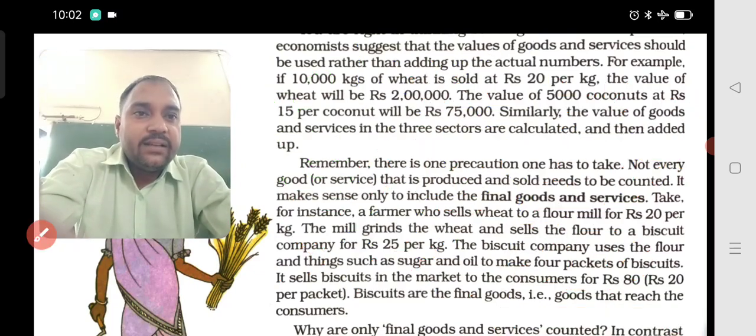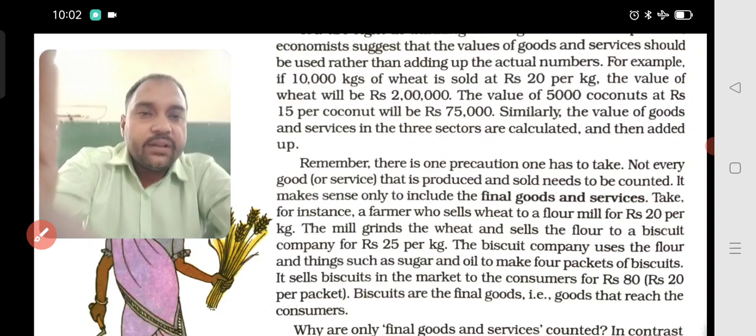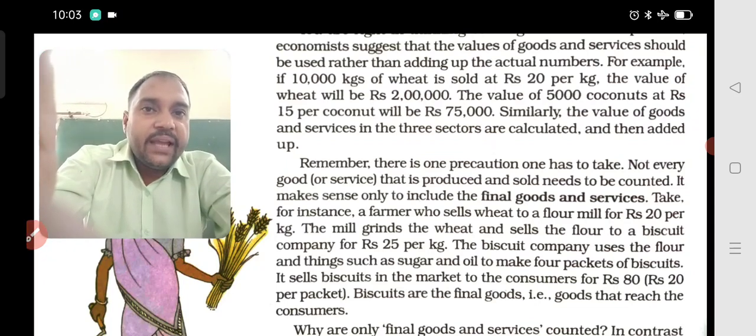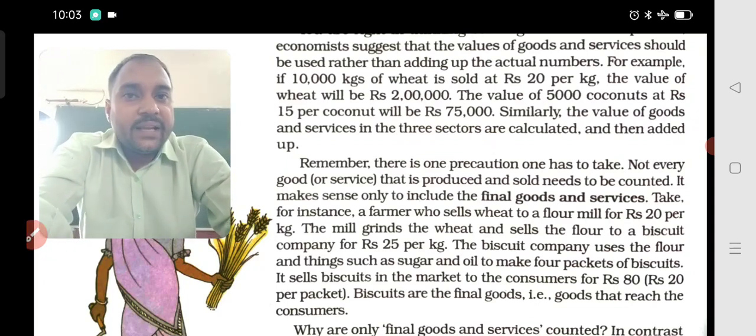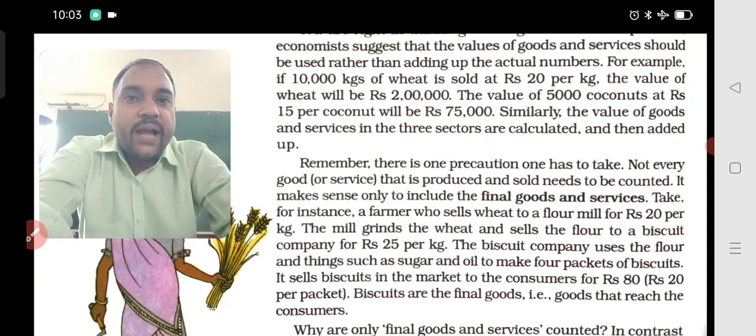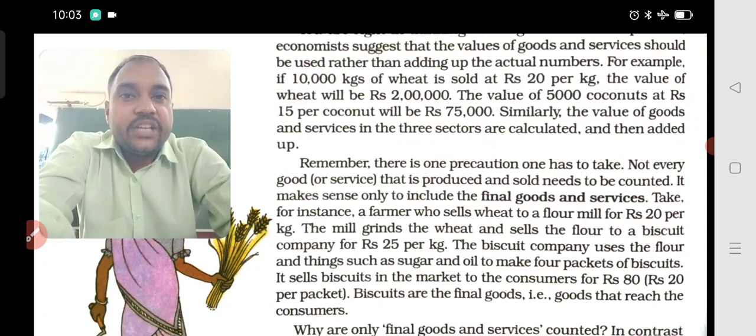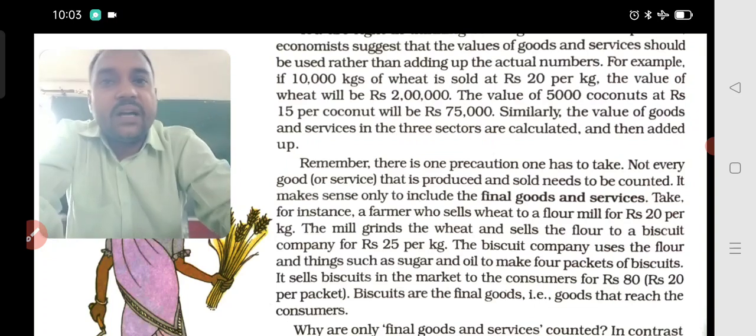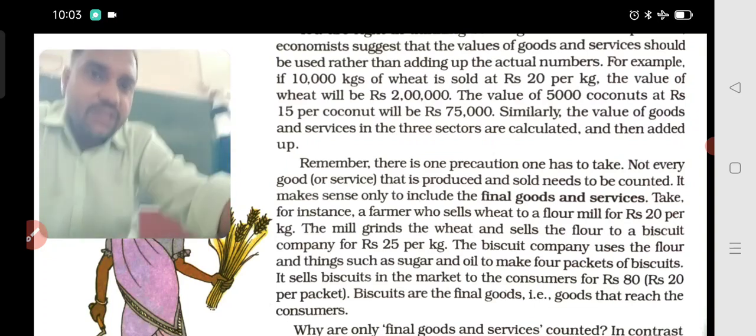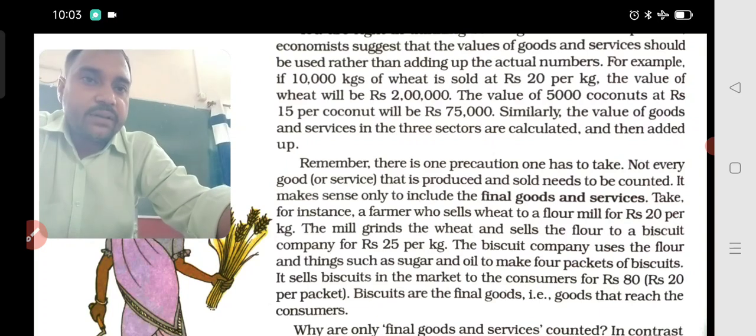Question भी आता है कि what is the problem of double counting? So double counting यही है, if in the next stage in the production process we have to add only the value addition part, not the value of the last product.